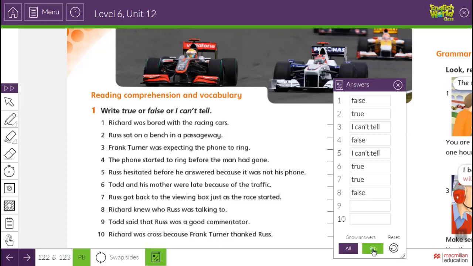9. Todd said that Ross was a good commentator. Exactly. True. Last one. Richard was cross because Frank Turner thanked Ross. I can't tell. Next exercise.